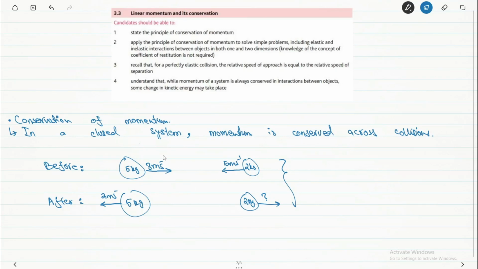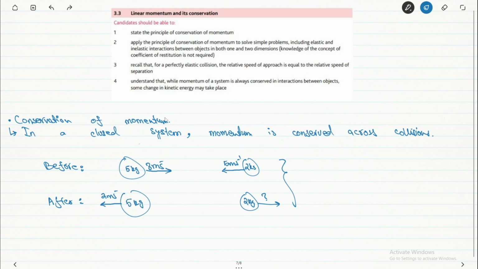Hi again, on to the last module of dynamics now, which is linear momentum and its conservation. The first thing that you will need to know in this one is the principle of conservation of momentum and how to solve problems using this principle.